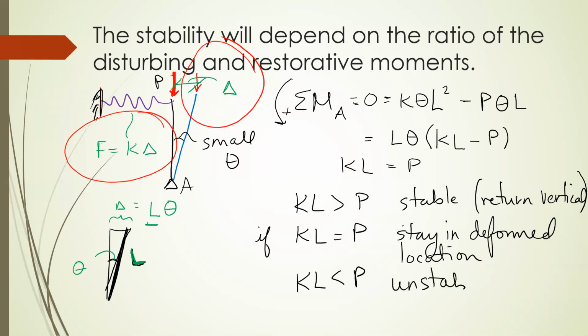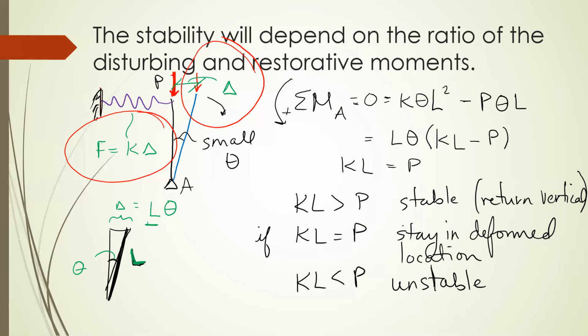And similarly, if KL is slightly less than P, so we increase our load to be just slightly more, now it's unstable. And what's going to happen is that it's going to try to reach equilibrium. So it's going to say, well, the negative moment is larger than the positive moment, therefore I'm going to accelerate to the right. It'll move a little bit more. I shouldn't say right, to the clockwise. It'll move a little bit more, but now the restoring moment is even smaller compared to the disturbing moment.